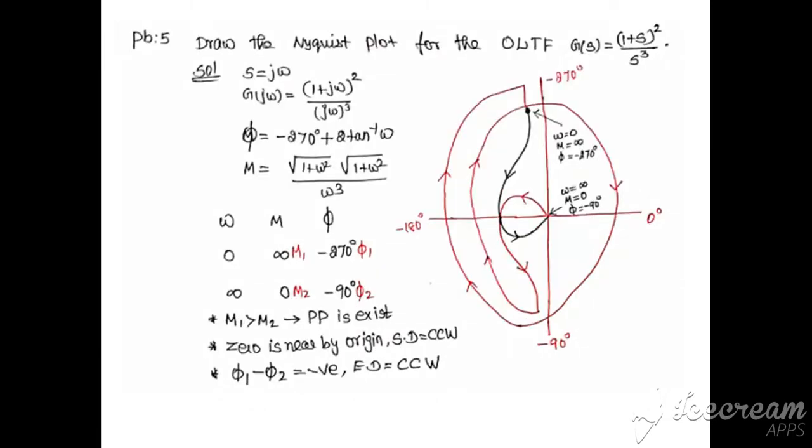draw the Nyquist plot for the open loop transfer function G of s is equal to 1 plus s the whole square divided by s cube. So again for the polar plot these are the steps to be followed, and we get the polar plot like this, when omega is equal to 0 starting from here and ending when omega is equal to infinity here. So first step is to take the mirror image of this polar plot. Starting point of mirror image is the ending point of polar plot. This is the starting point and the end point.